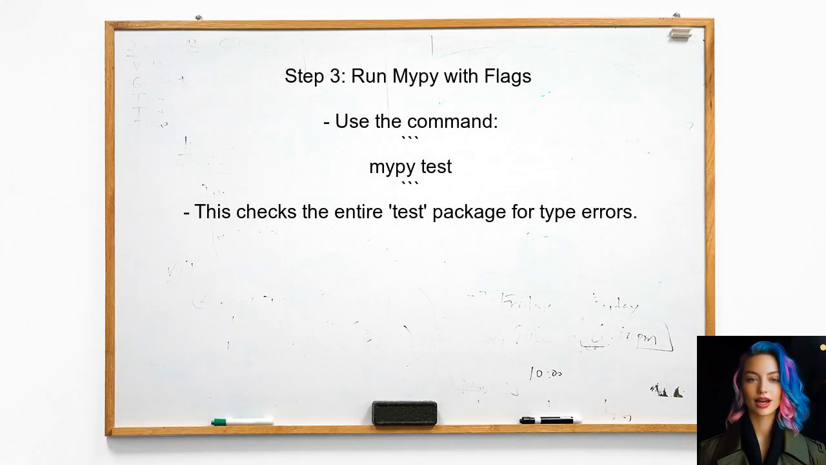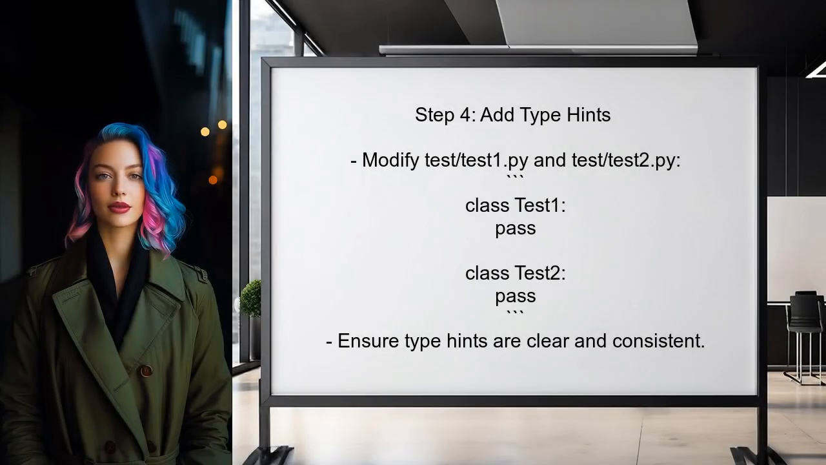Now, the user should run Mypy with the appropriate flags to ensure it checks the entire package. This can help identify any other potential issues. Finally, if the issue persists, the user may want to consider adding type hints to the classes. This can help Mypy understand the types better and resolve any ambiguity.